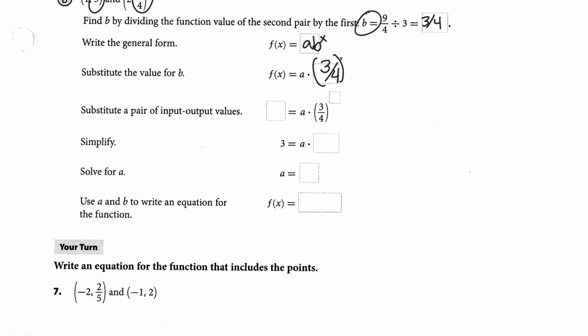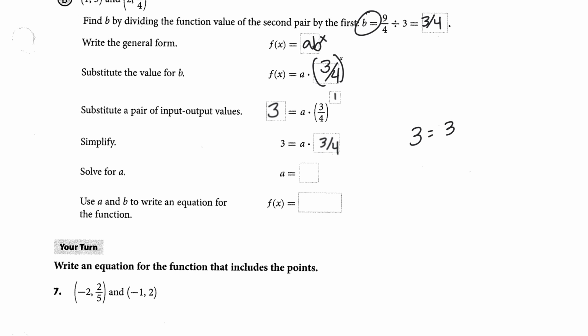Then it says substitute a pair of input-output values. So we get to decide which of those points you want to use. If it were me, I'm probably going to pick 1, 3 just because both of those are whole numbers. So 1 goes in the input and 3 goes in the output. Well, 3/4 to the first power is just 3/4. So now I have this.